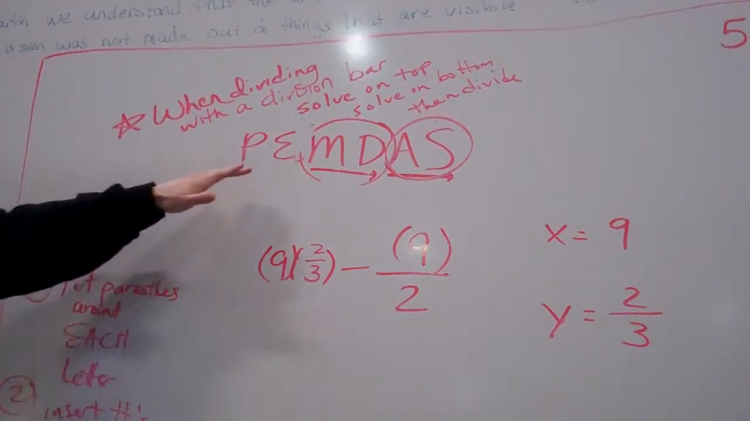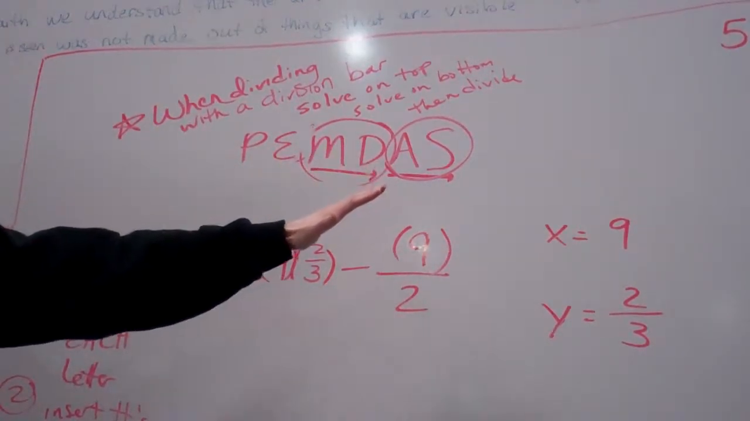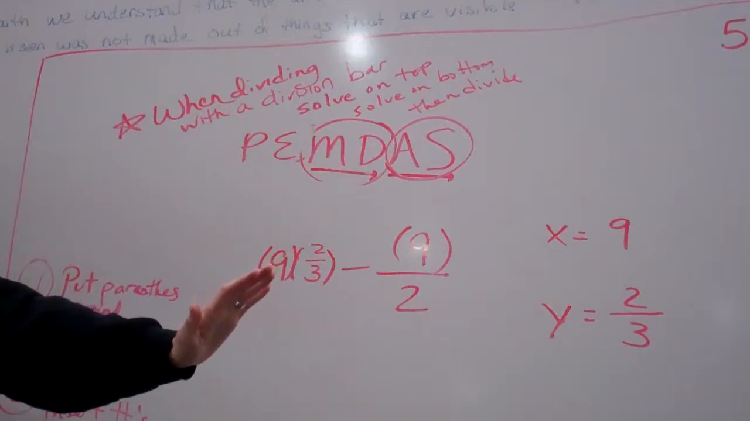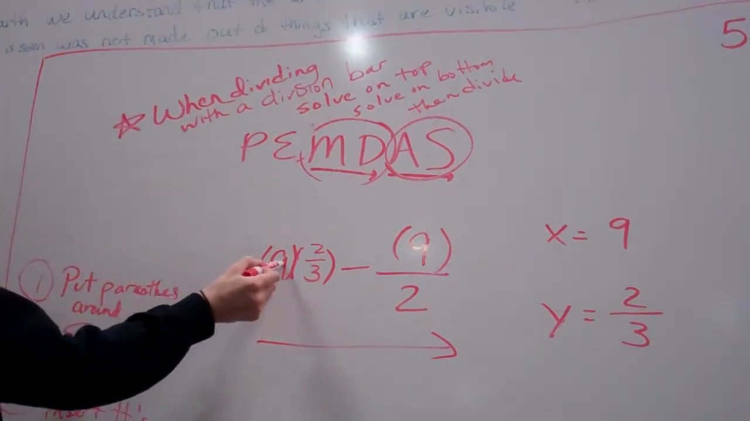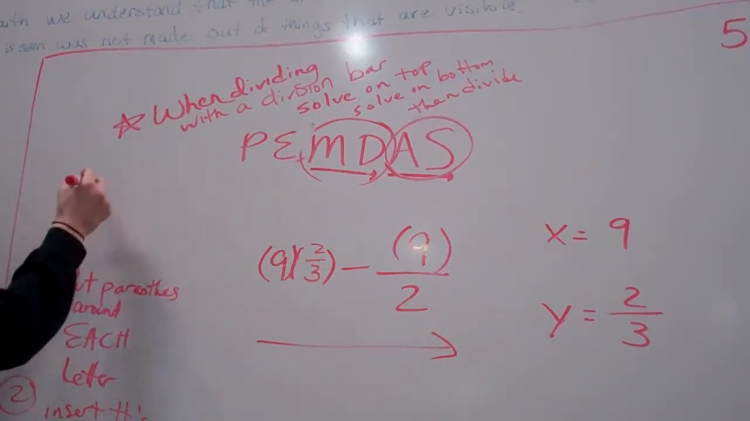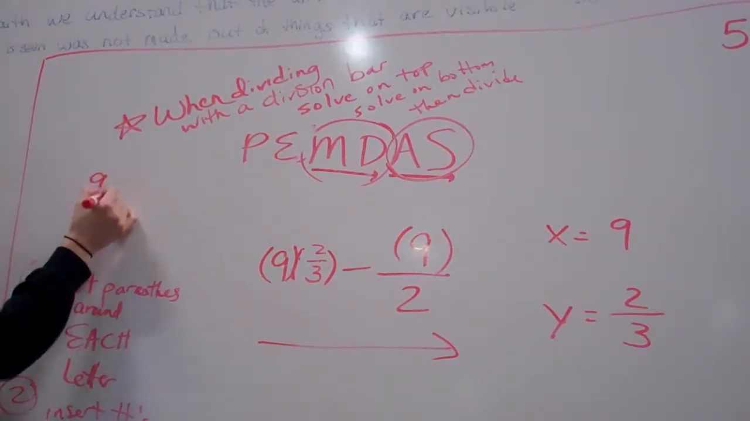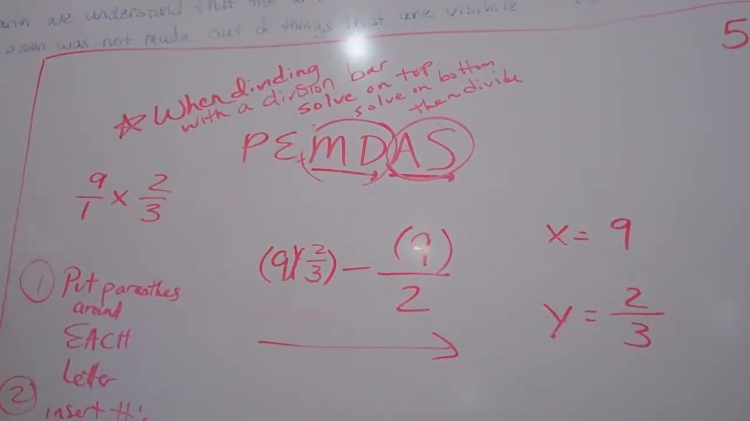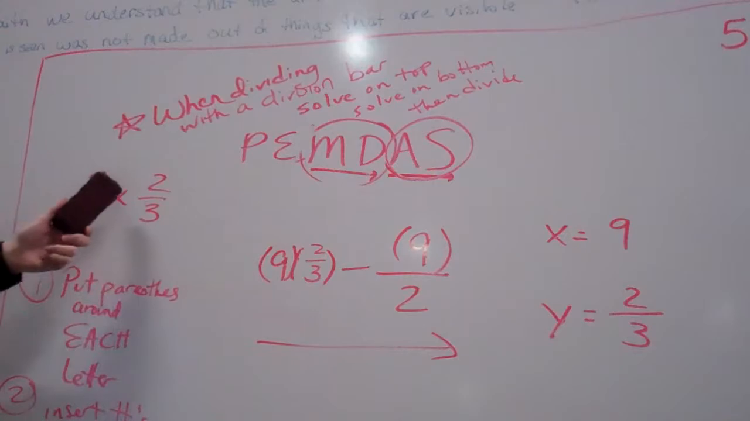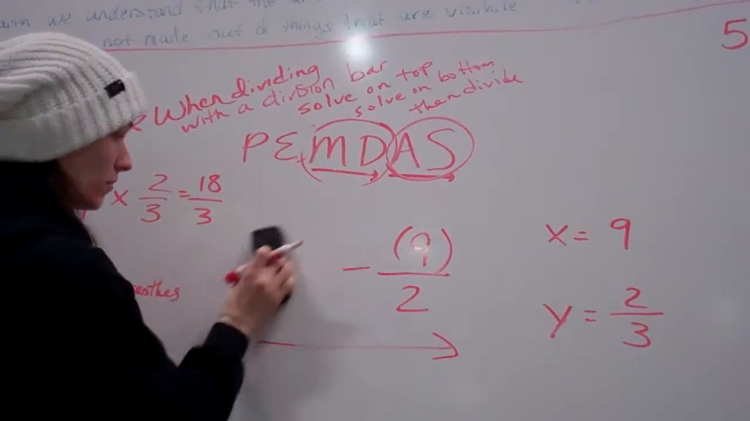Okay, so are there any parentheses based on what I just said? No. Are there any exponents? No. Is there any multiplying or dividing? Yes. Left to right is the direction we're going, okay? So I'm going to multiply 9 times 2/3. How do I make 9 into a fraction? 9 over 1 times 2/3, okay? So 9 times 2/3 becomes 18/3.